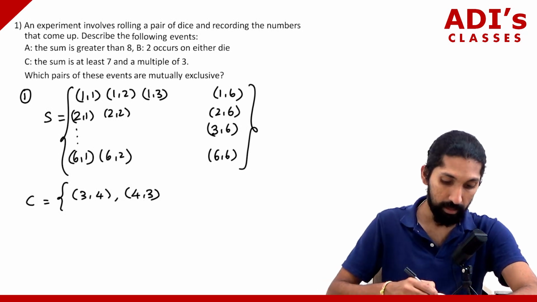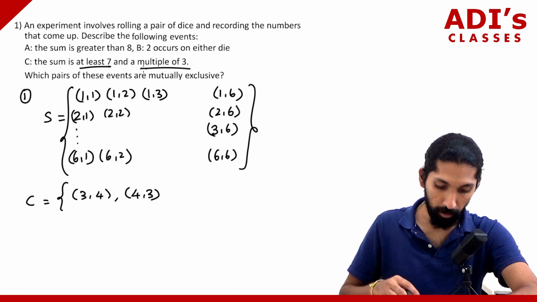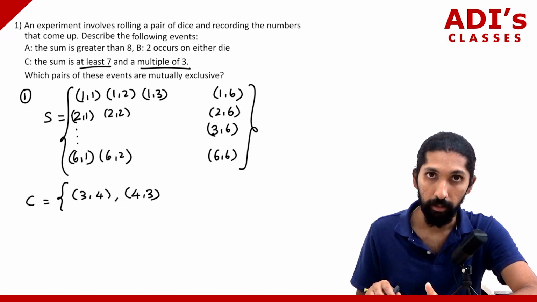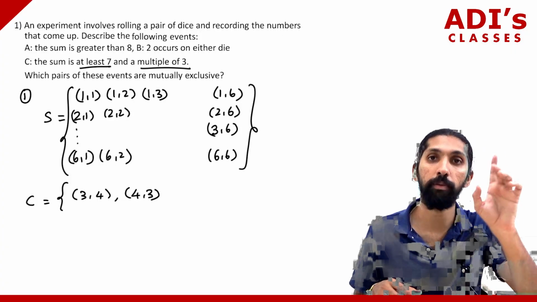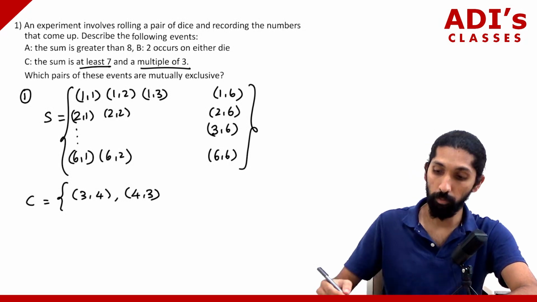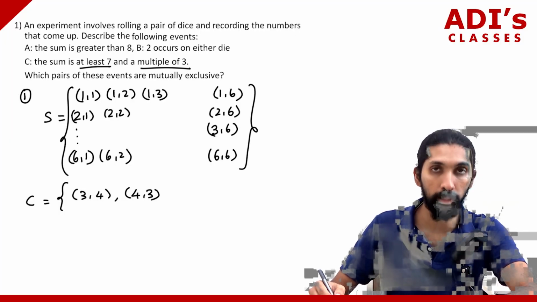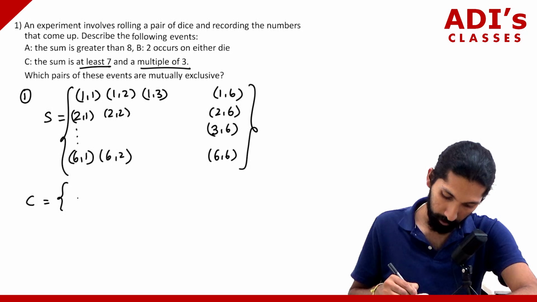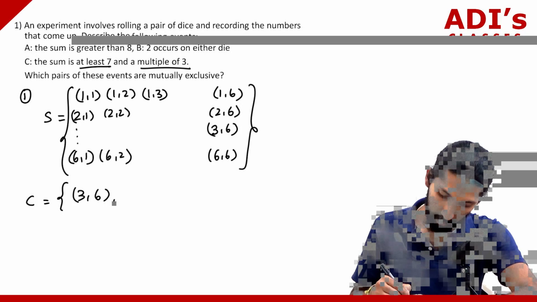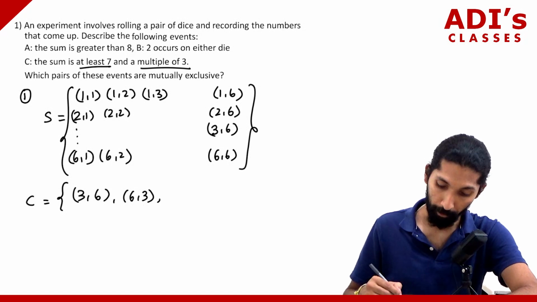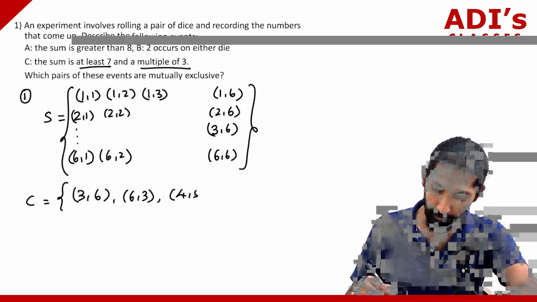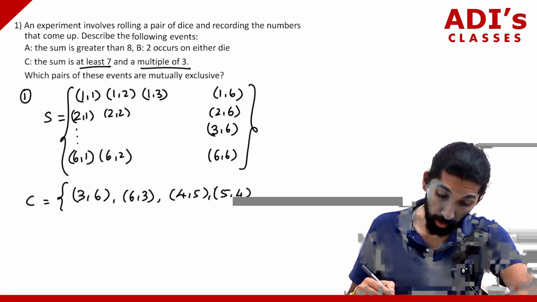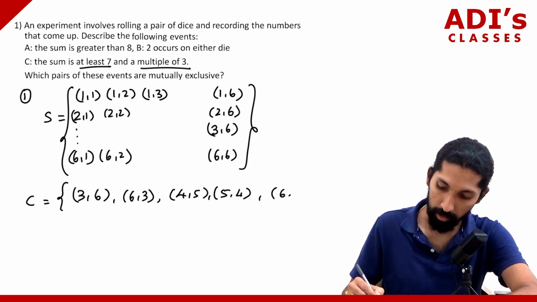But it says the sum is at least 7 and a multiple of 3. So can we take 4 comma 3 and 3 comma 4? No, correct? Since it's a multiple of 3, it has to be 9 or 12. Isn't it? So we can eliminate 4 comma 3 and 3 comma 4. The sum has to be 9 or 12. 9 we can get from 3 comma 6, 6 comma 3, 4 comma 5, 5 comma 4. This is for 9. And for 12, only one, which is 6 comma 6.